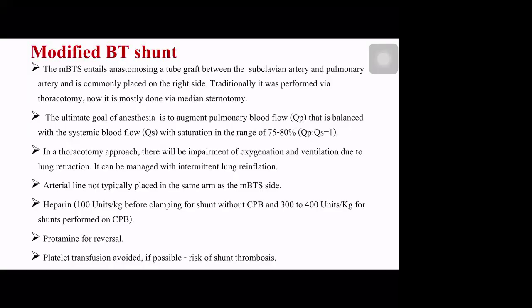Now, what about the placement of the arterial line? The arterial line is not typically placed in the same arm as the side of the modified BT shunt. That is, if we are performing the modified BT shunt on the right side, the radial artery line is to be done on the left side, and vice versa. The heparin dose, if the procedure is performed without CTVS bypass, is a vascular dose, that is 100 units per kg before clamping for the shunt placement. And if it is to be performed under CTVS bypass in a very sick patient, the dose is as usual 300 to 400 units per kg.